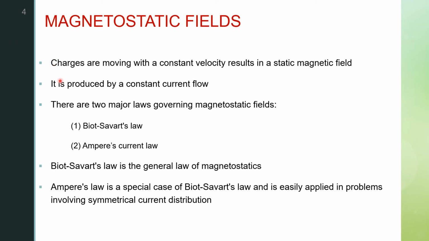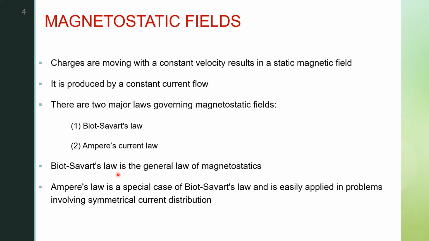When the charges are moving with a constant velocity, that will result in a static magnetic field. Or we can also say a magnetostatic field is produced by a constant current flow. When we learned electrostatic field, there were two major laws. What were they? Coulomb's law and Gauss's law. Similarly, in magnetostatic field, there are two major laws. They are Biot-Savart's law and Ampere's circuit law.